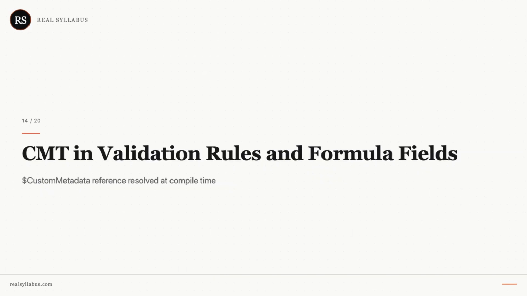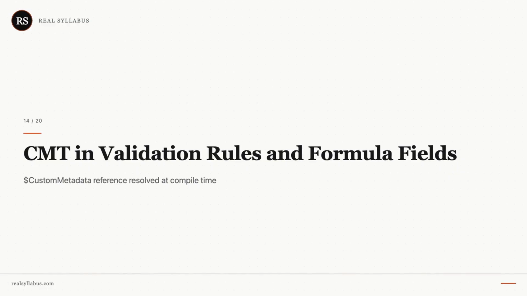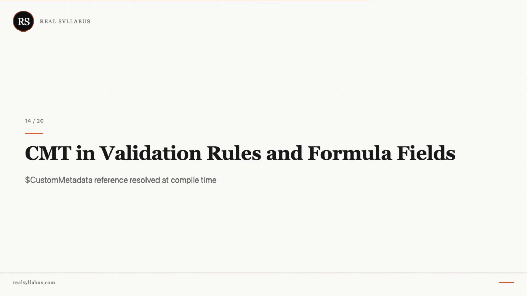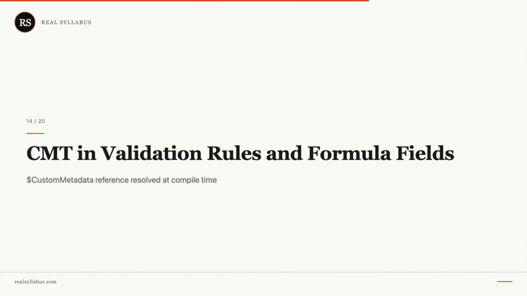One of the most underused features of custom metadata is native support in formula fields and validation rules. The syntax is $CustomMetadata, then the type API name, the record developer name, and the field name, all separated. That reference is resolved at compile time with zero runtime SOQL cost. A validation rule can directly enforce a minimum threshold by reading a CMT field value. The limitation: this only works for a specific known record. For dynamic lookups, finding the right tier for a given amount, Apex is required.